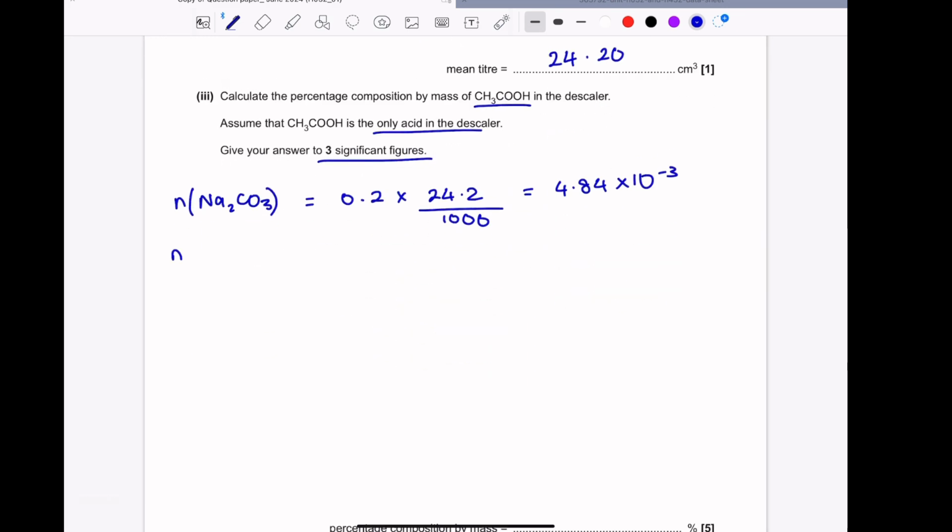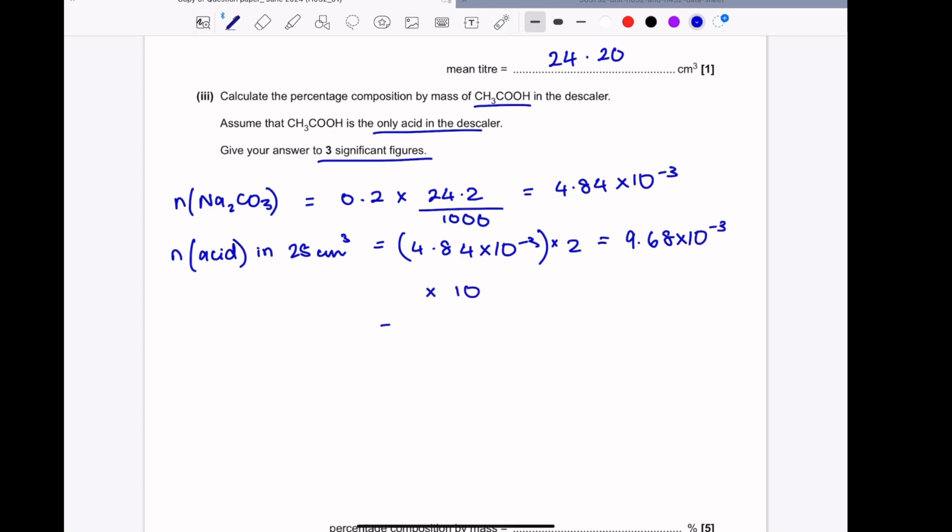So the moles of the ethanoic acid, now this would be in 25 centimeters cubed, would be twice this because it's a 2 to 1 ratio. So 4.84 times 10 to the negative 3 times 2 is equal to 9.68 times 10 to the negative 3. Then we can multiply this by 10, and this would give us the moles in 250 centimeters cubed. So times by 10, that would be 9.68 times 10 to the negative 2.